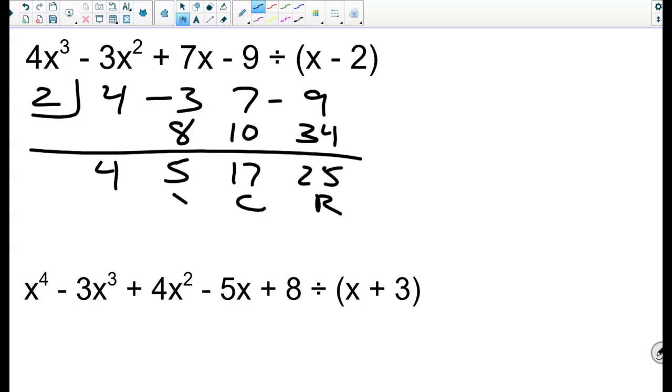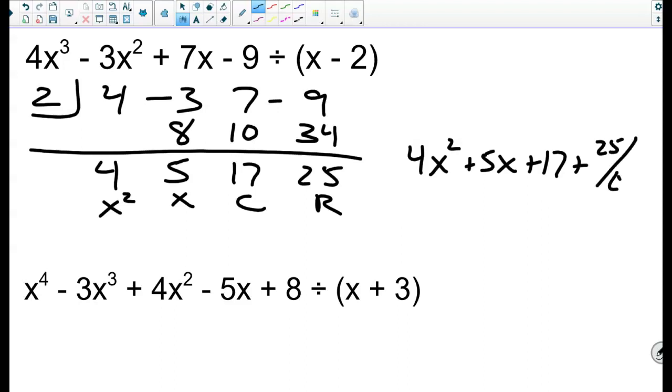Remainder, constant, x squared. Your answer will always be 1 degree less than your dividend. You do need to write the answer out: 4x squared plus 5x plus 17, and it's always remainder over my divisor. The answer needs to be written in this form.